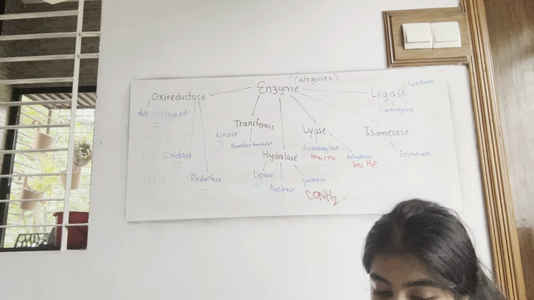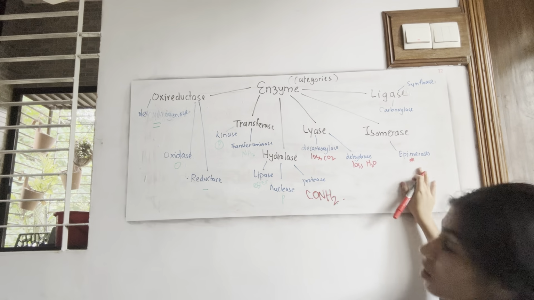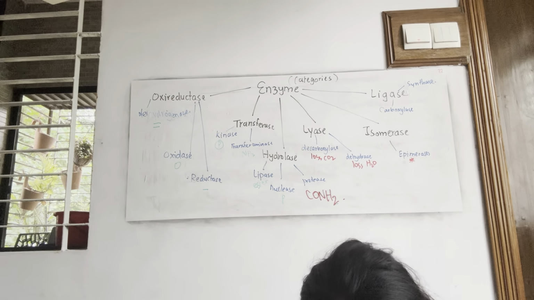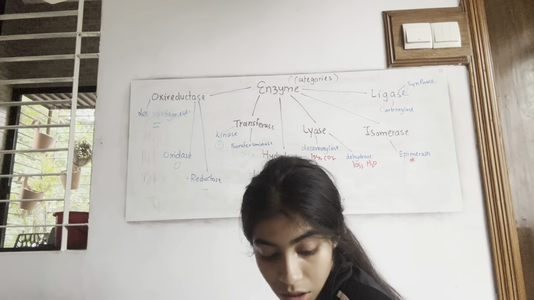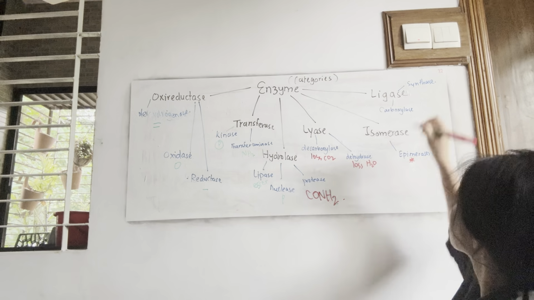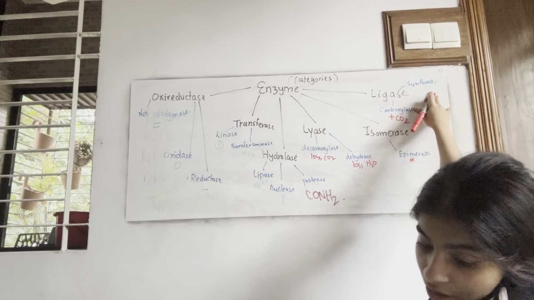Isomerase catalyzes isomerization. The subclass of it is epimerase, which does isomerization of chiral centers. Then we got ligase. Ligase catalyzes the bonding of two molecules, often coupled with hydrolysis of ATP. The subclasses being carboxylase, which adds carbon dioxide, and synthase, new bond formation.